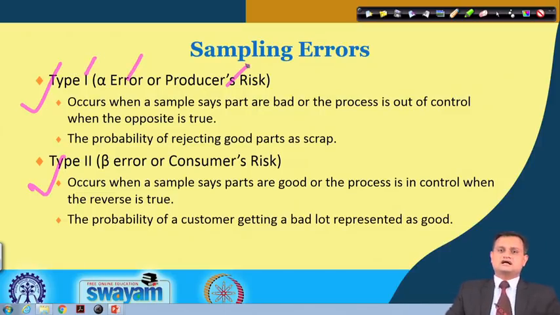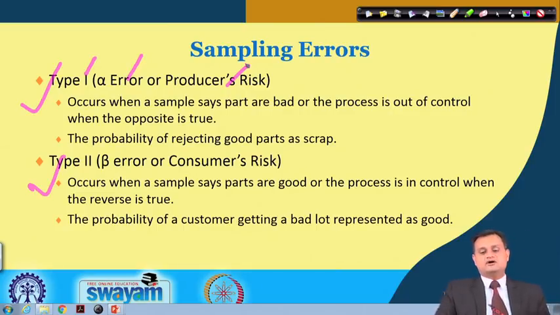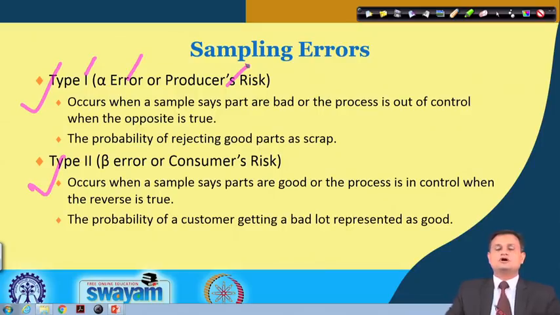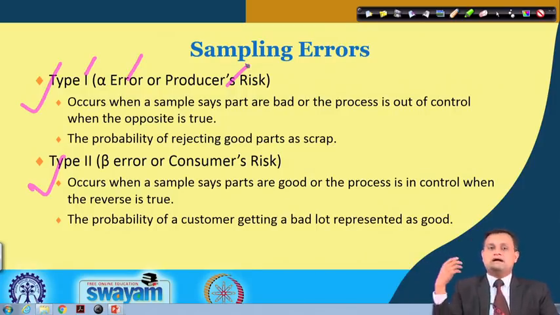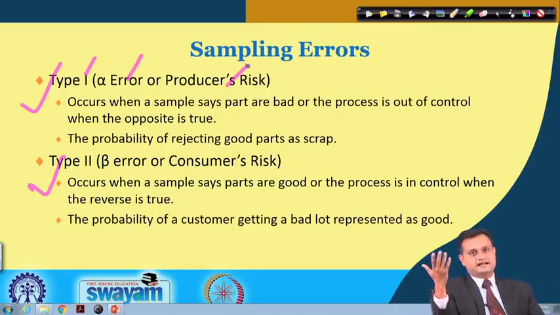This occurs when my sample says that parts are bad or the process is out of control, when the opposite is true. I am rejecting the good quality lot based on sampling, and this is called type 1 error. My producer is at risk. My producer has shipped good quality components, but based on a sampling plan I am rejecting it. So this is my type 1 error.